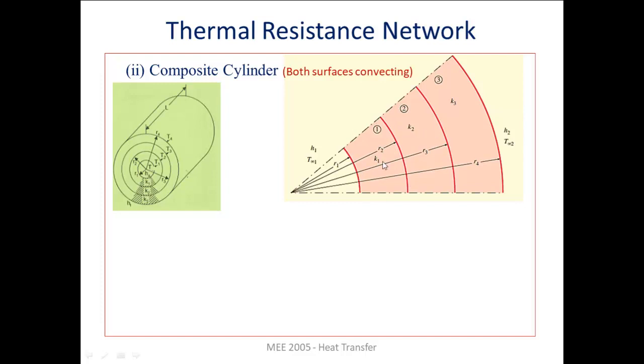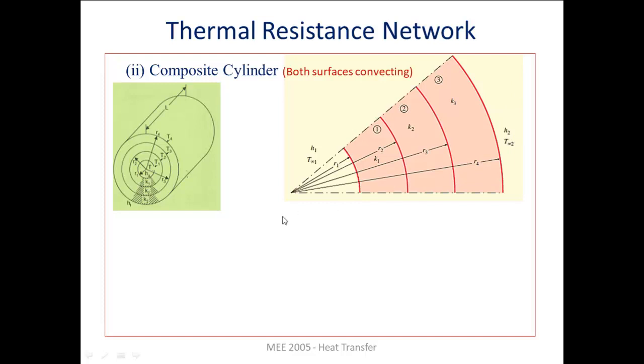And the thermal conductivities of cylinder 1, cylinder 2, cylinder 3 are K1, K2, K3. Inside this pipe or cylinder, some hot medium is flowing, which is at temperature T infinity 1, and the convective heat transfer coefficient from this fluid to the inner surface of the inner cylinder is H1. Finally, from the outer surface of the outer cylinder, heat has to be convected to the surrounding. Surrounding is at temperature T infinity 2, and the convective heat transfer coefficient is H2.